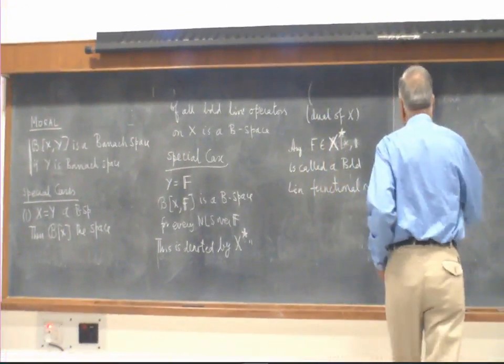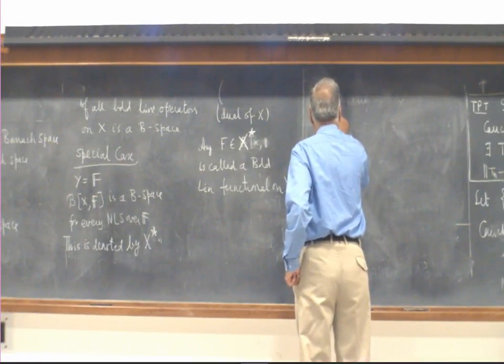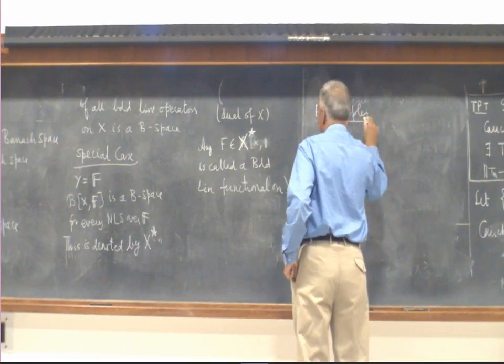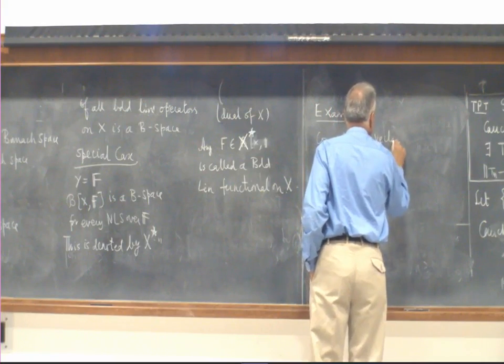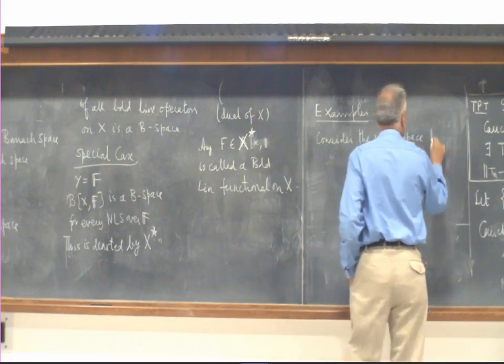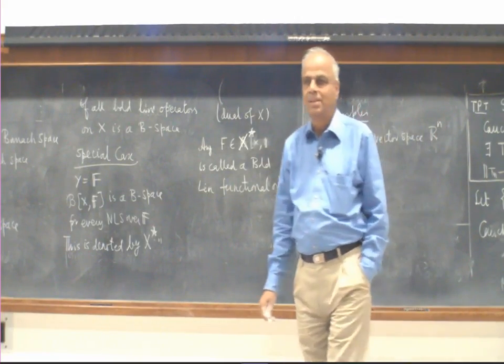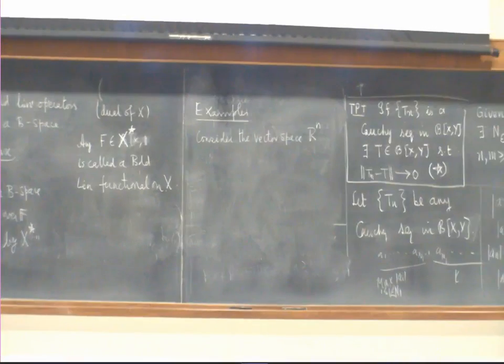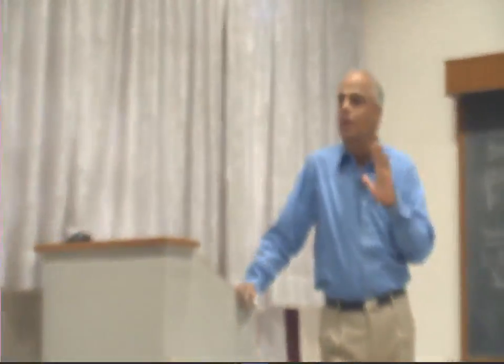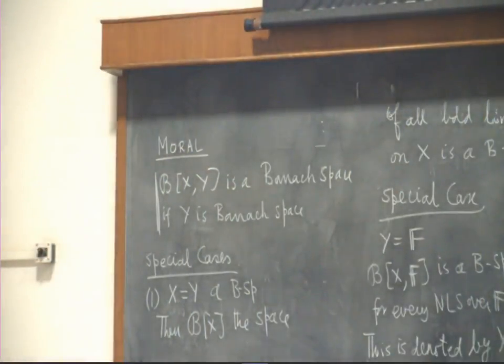So, okay, the first series of examples. First consider the vector space Rn, okay. n is some positive integer. Now, I have not put a norm yet. Remember, I have not yet put the norm. I am looking only at the vector space. So, I can only talk about linear functionals, because I can't talk about bounded until I put a norm. So, with this B(X, F), I am still looking at only the linear part of it.